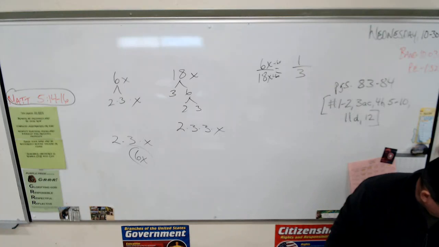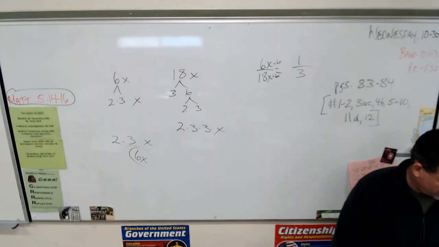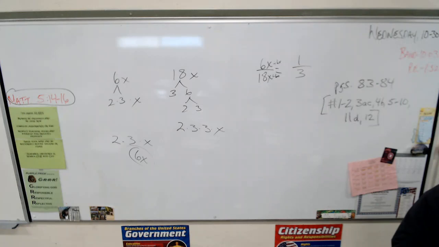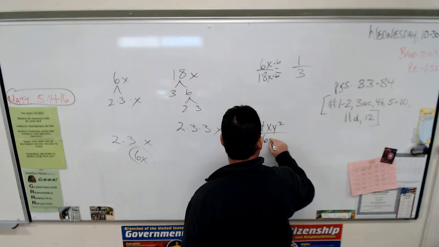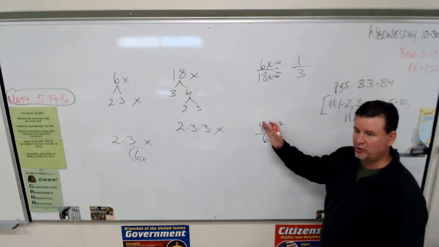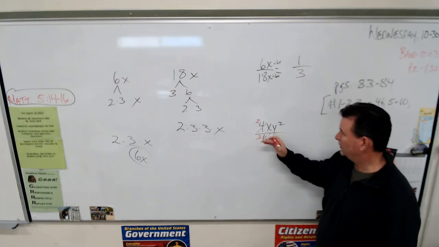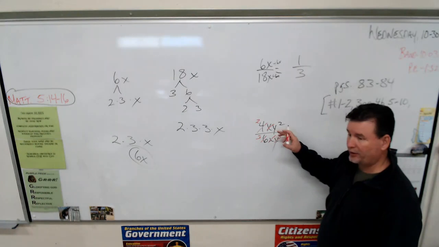Number 10. 6xy, 4xy squared. You want me to show you a shortcut? Yes, please. If your fraction looked like this, 4xy squared over 6xy, watch this. What goes into both 4 and 6? 2. The x's cancel each other, the y's cancel each other, but I can only cancel one y here.